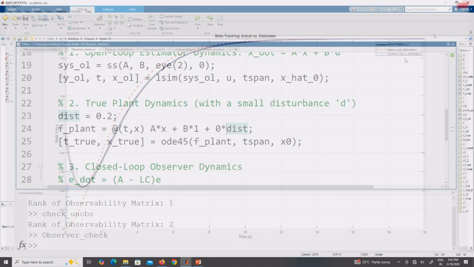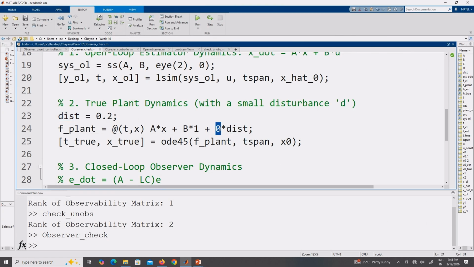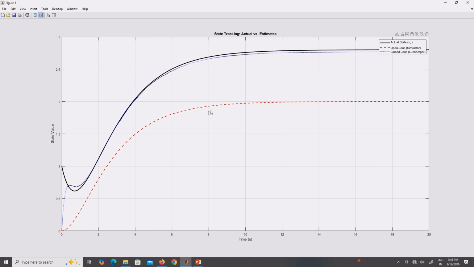But what happens if I put disturbance? Let me put disturbance here. Now, when we put disturbance, remember the open loop estimator was not able to follow. You can see this, right? You see the dotted line, the open loop estimator is not able to follow the actual states, but the closed loop observer or the Luenberger observer is able to follow the states to some extent at least, right. If I run this for more time, the gap between this blue line and the black line will be decreasing further and further.